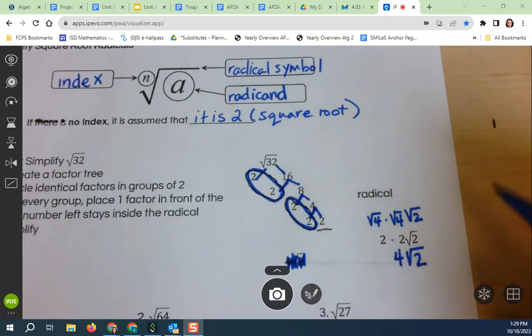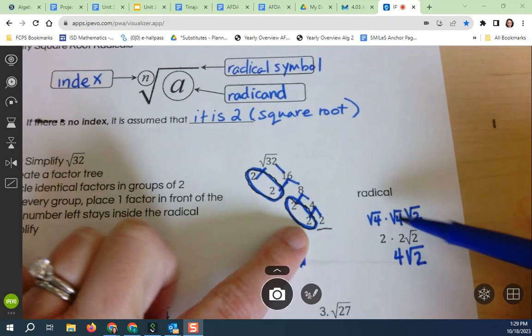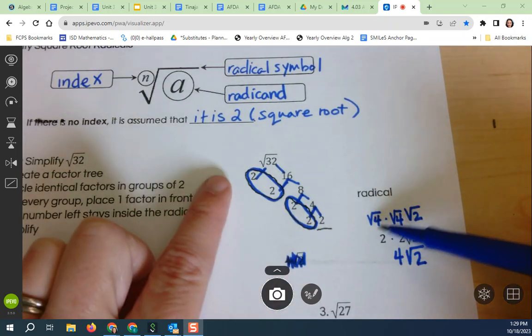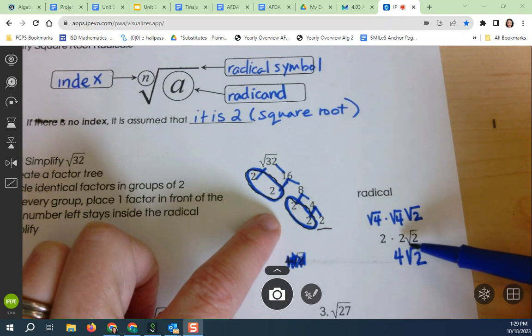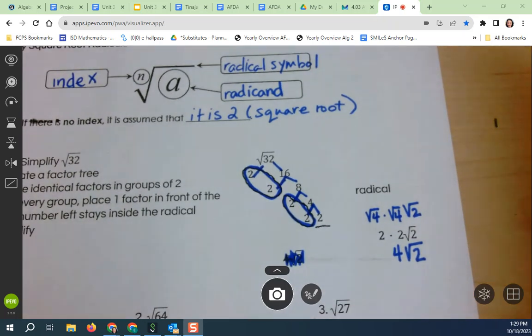All right, so I made a factor tree. I looked for the pairs. The pairs made these perfect squares. And then what was left over goes into its own radical as well. The perfect squares, I take their square root. And then the one that's left over stays under the radical. All right, so I want you guys to try the similar process for square root of 48. Always, of course, look and make sure that the number itself is not a perfect square.